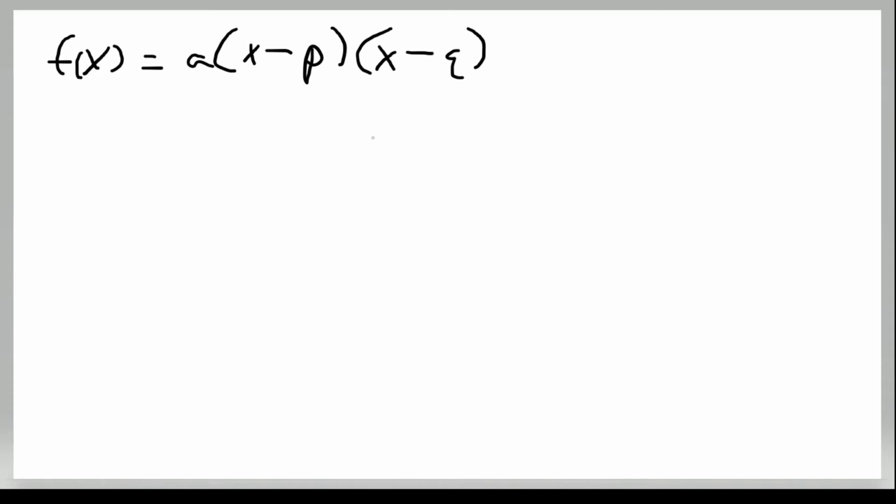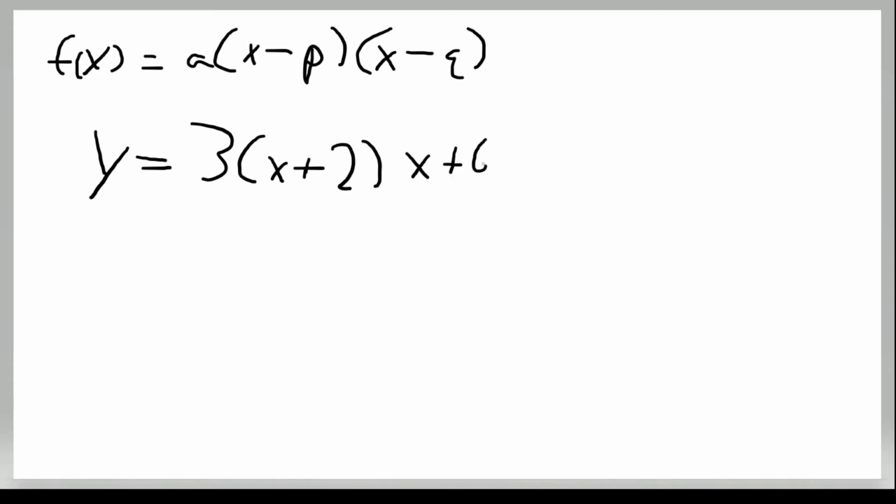Next, we're going to find the points of this new equation, which is in intercept form. Now, intercept form is f(x) = a(x - p)(x - q). So from this, we just take this and plug in some numbers. y = 3(x + 2)(x + 6).